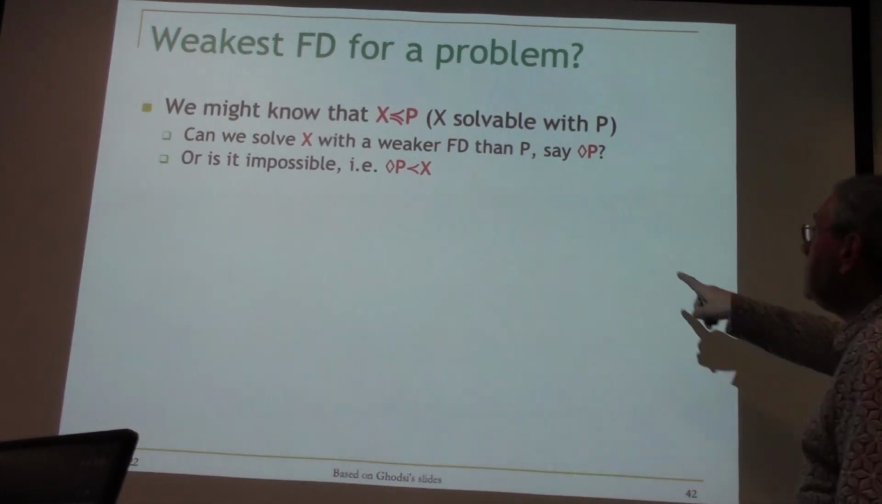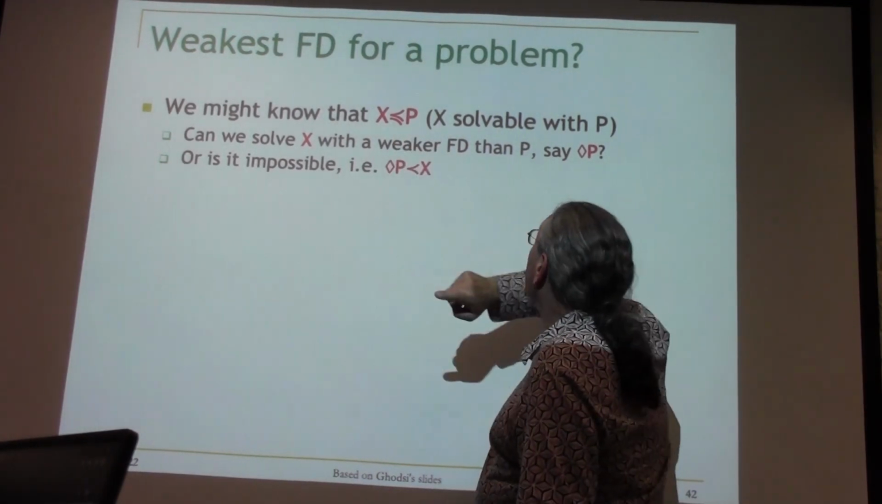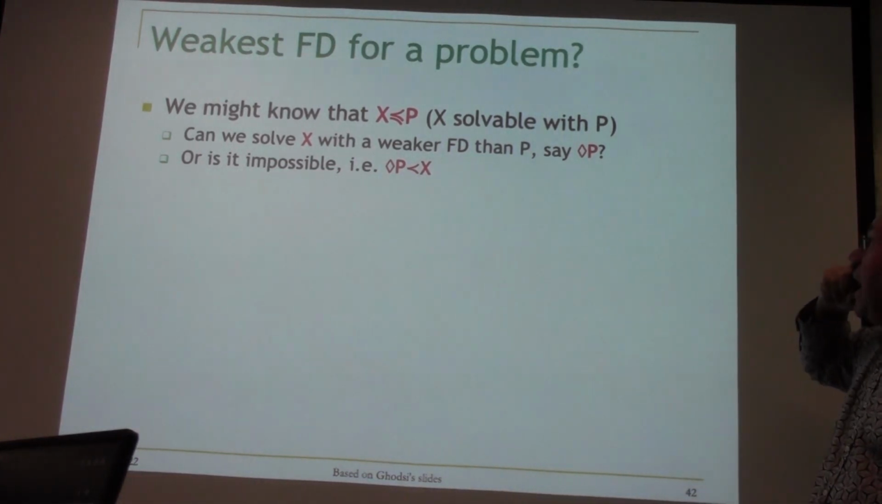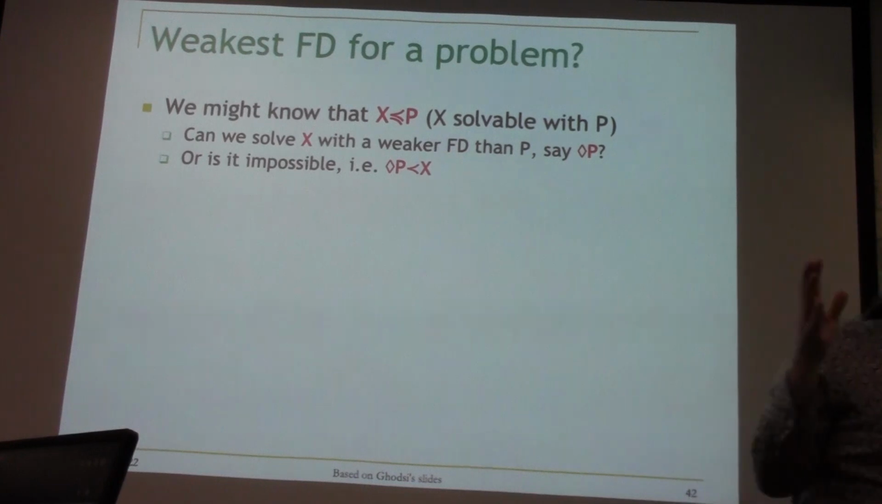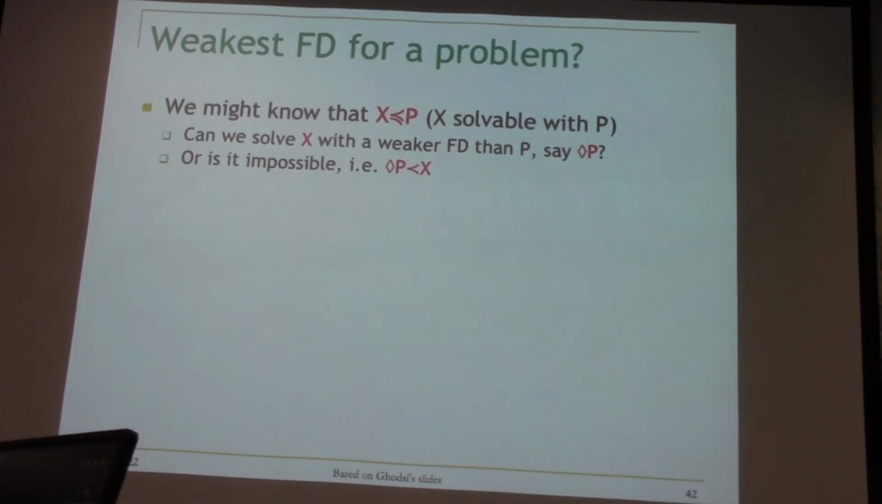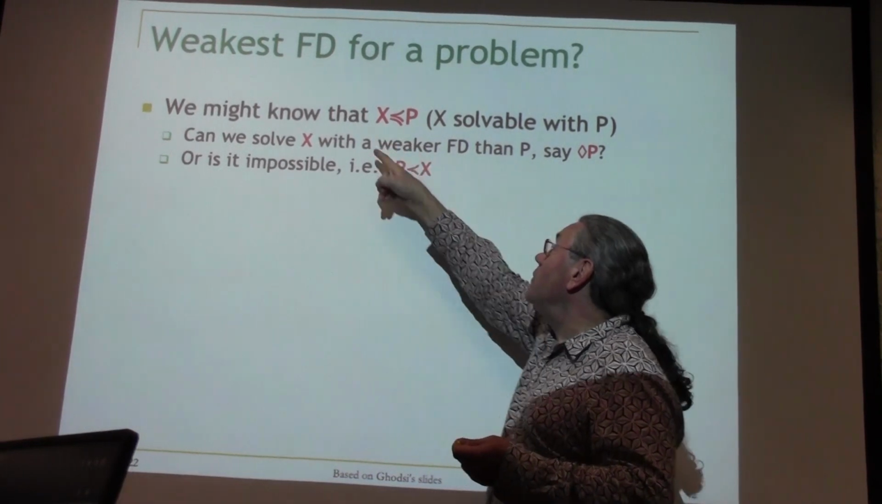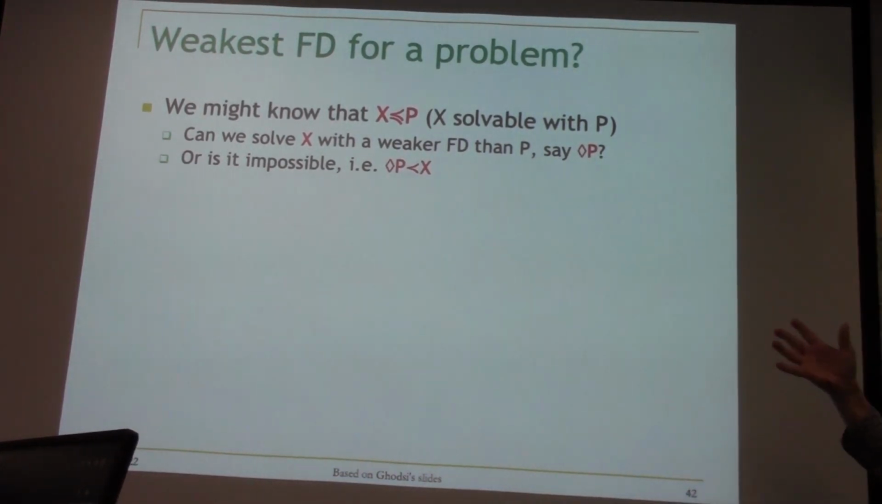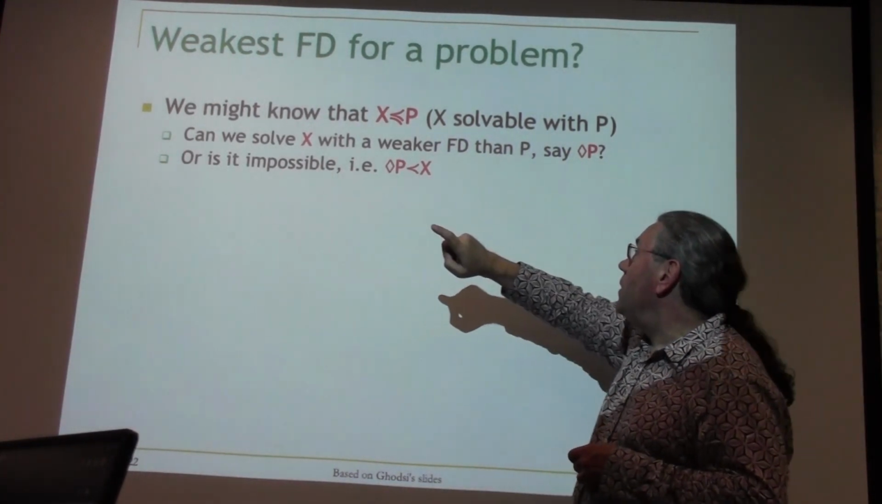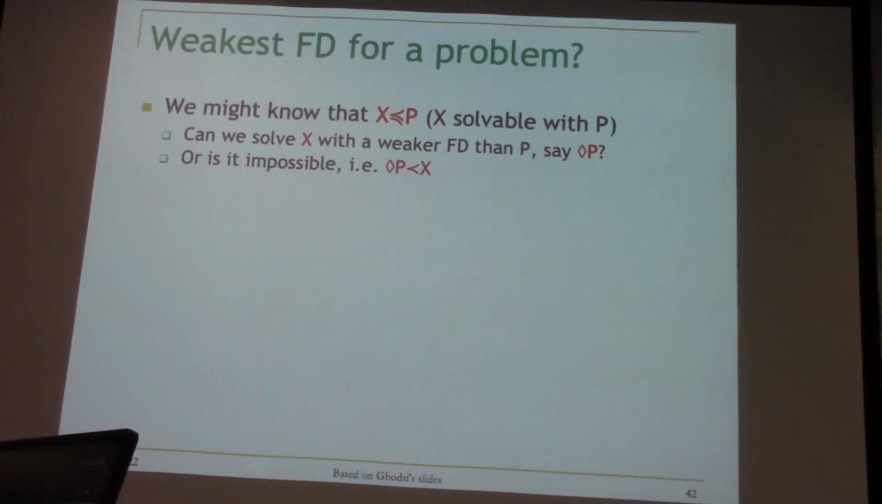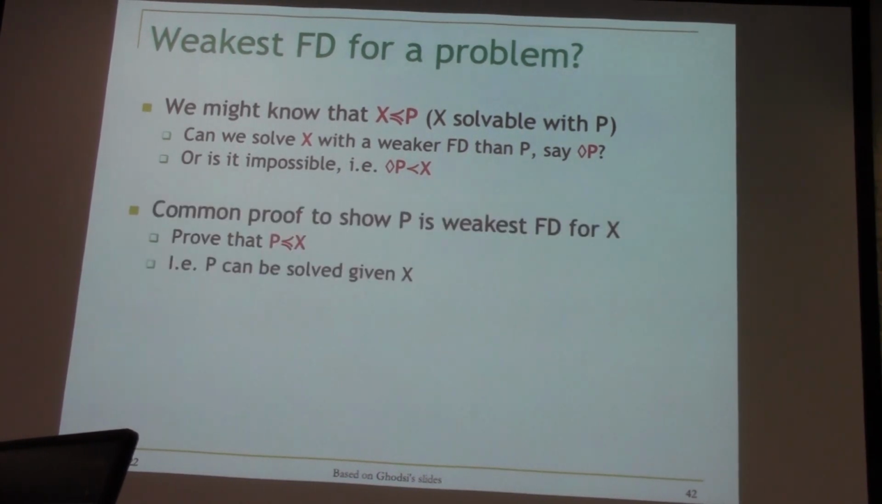For example, we might know that X reduces to P. That means we can solve X using P, okay? But can we solve X with a weaker failure detector? That's the €1 million question, okay? That would be very nice. That means X will run on the internet, okay? Whereas this one, it's not running on the internet, but if it works with eventually P, it'll run on the internet. Or maybe it doesn't. Maybe eventually P is strictly weaker than X, okay? There's a strict in there.